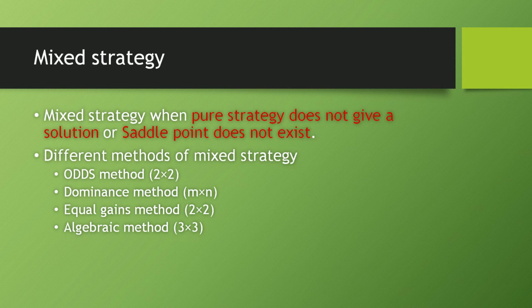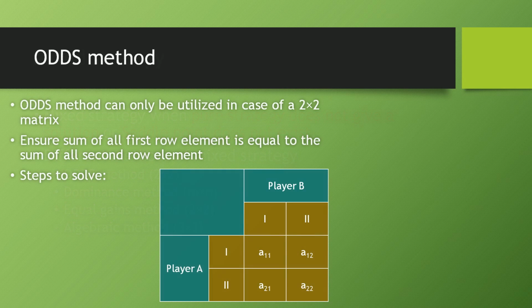So there are different types of mixed strategy. The first one is odds method, dominance method, equal gains method and algebraic method. In today's session we will cover the odds method. Odds method can only be utilized in case of a 2 by 2 matrix. If the matrix size is greater than 2 by 2, then you cannot utilize odds method. In that case, we have to use other methods that we will study in the upcoming lectures.